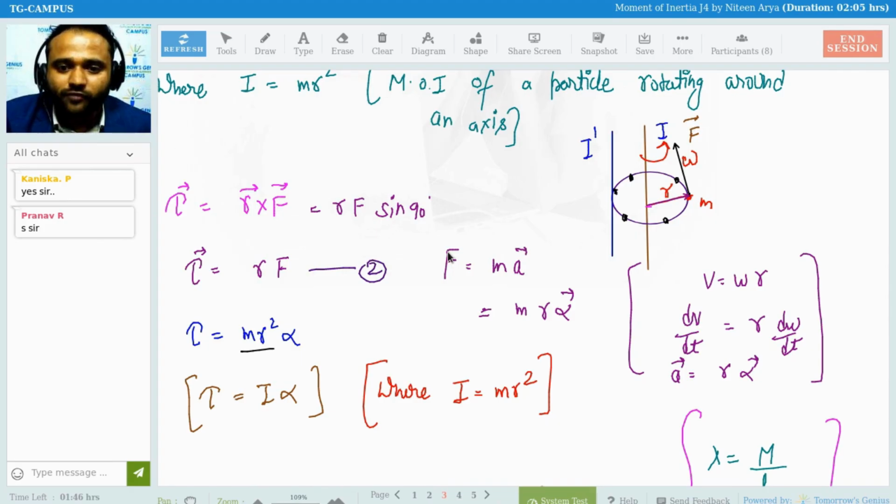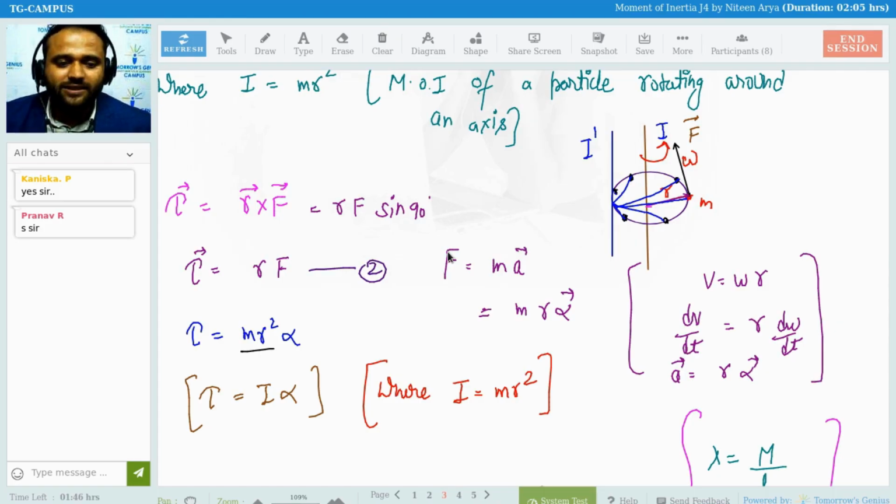Now you can see for this particle, R is going to be R0. For this particle, R is going to be very less. For this particle, R is going to be this, and for this one, this, and this. So the moment I change my axis, the perpendicular distance R is going to be changed.